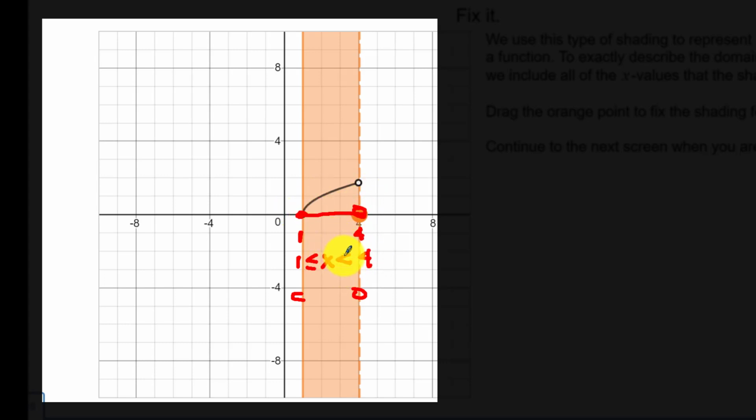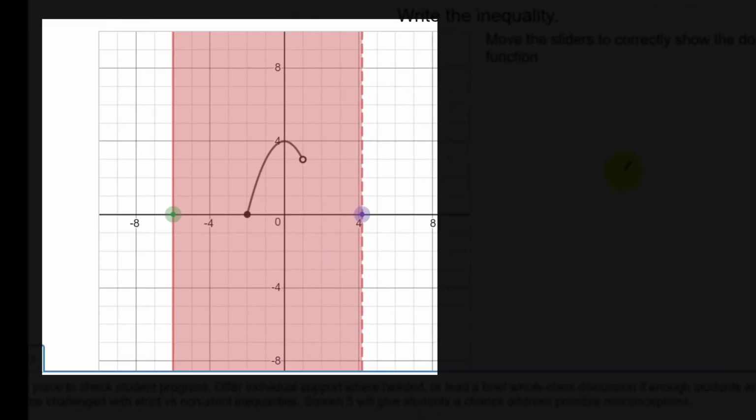If you would like to write your answer in set notation, we have to use the curly braces: x such that x is greater than or equal to 1, x is less than 4, and then a curly brace. Alright, let's have our second example.